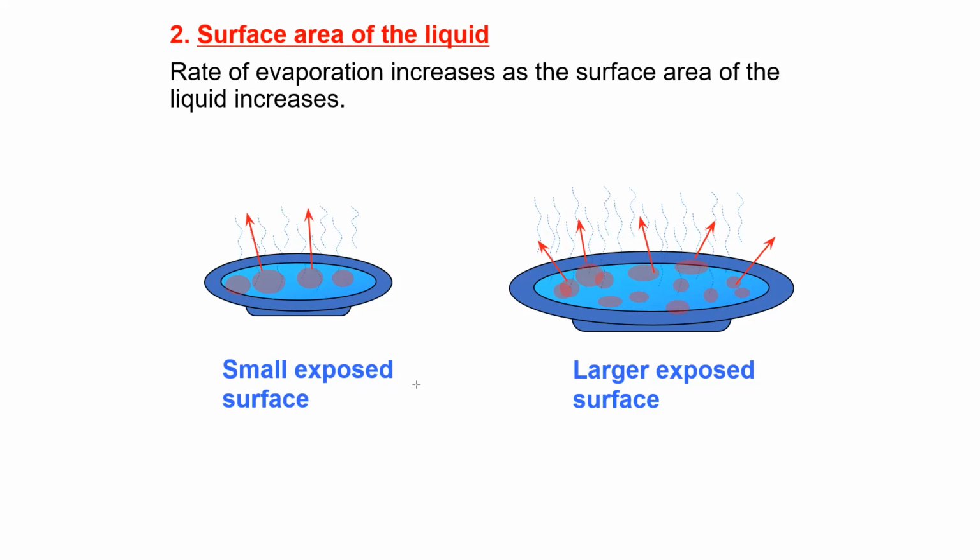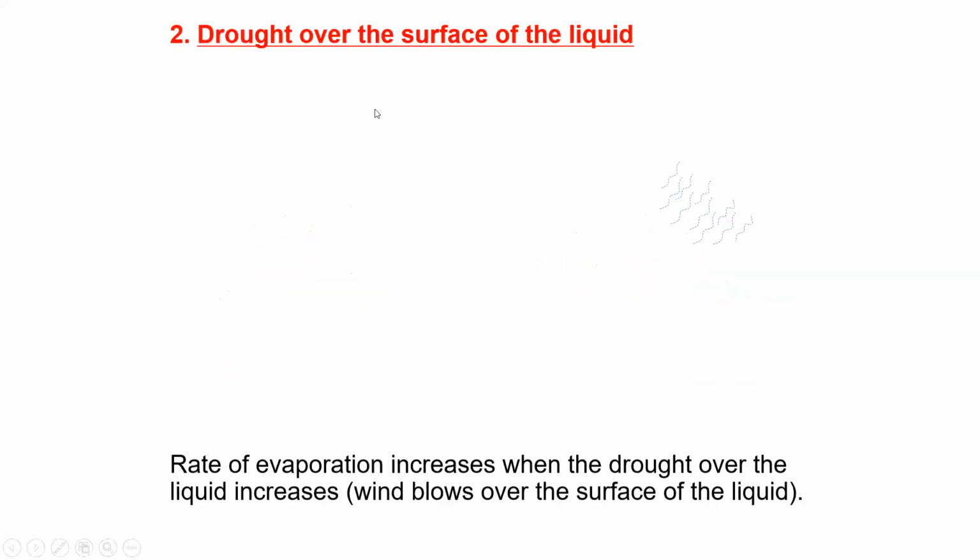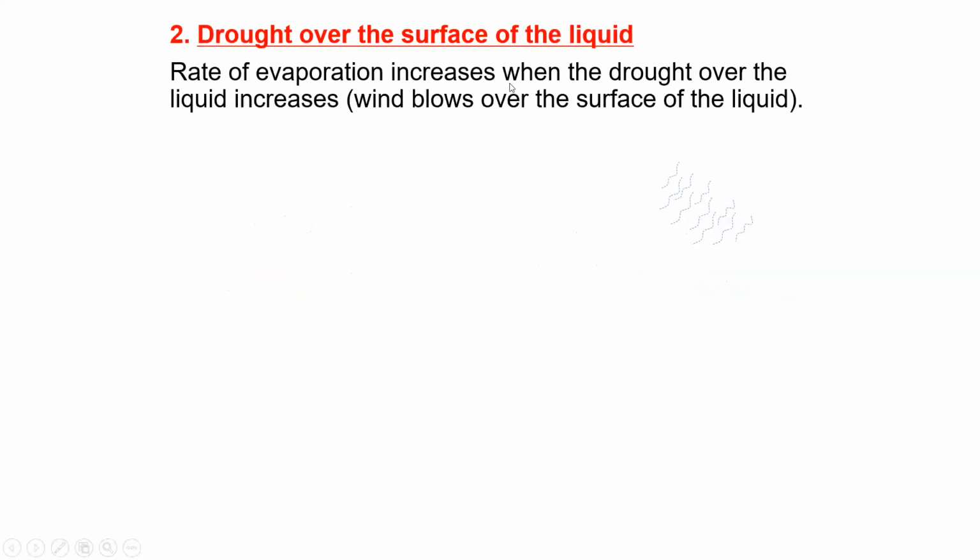The second factor on which evaporation depends. And the third factor on which it depends is the draught over the surface. What is the meaning of a draught? It means dryness. You can also use the term dryness.